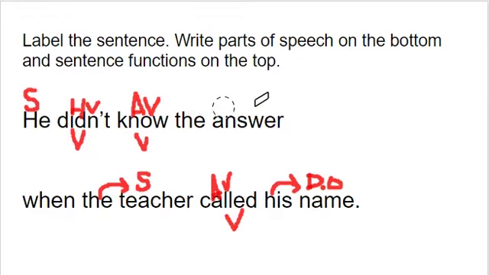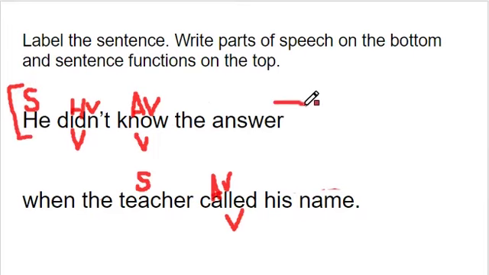So let's just get rid of all the extra stuff. Okay, we've got a clause here. He didn't know the answer. When the teacher called his name, got a clause here. Which of these two is the main one? Which of them can you do without? Well, he didn't know the answer. I could put a period right here. I'd be fine. I'd have a decent sentence.